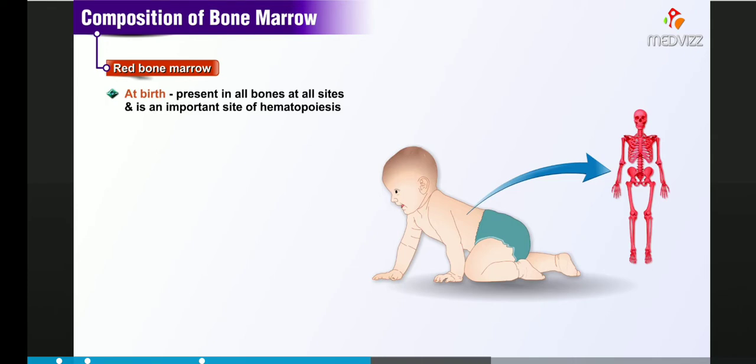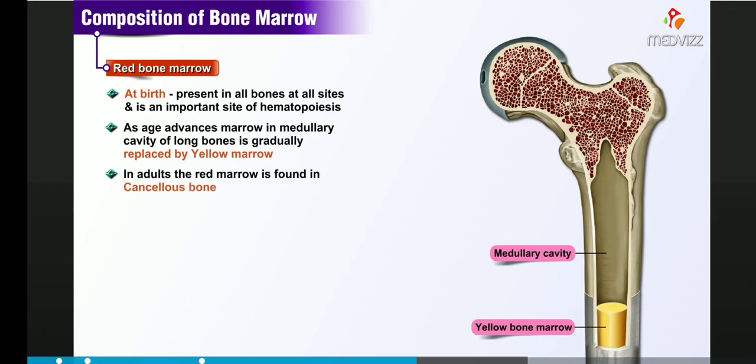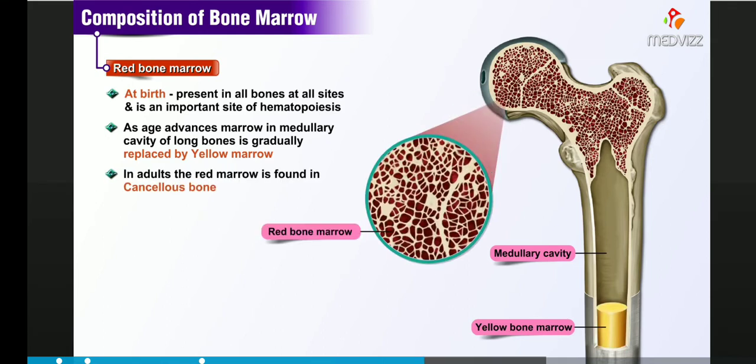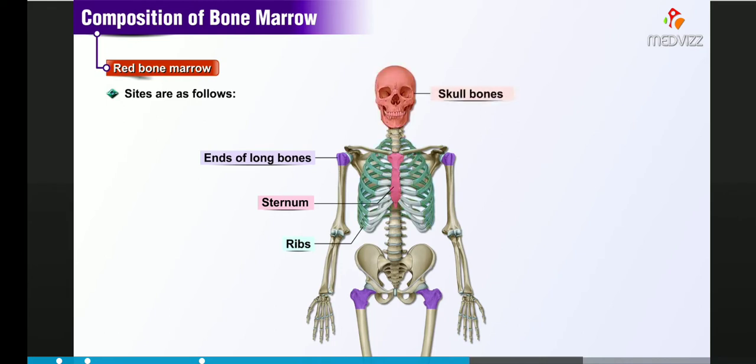of hematopoiesis, but as age advances, the marrow in the medullary cavity of the long bones is gradually replaced by yellow marrow. Hence, in adults, the red marrow is found predominantly in the cancellous bones. Red bone marrow is predominantly located in the ends of the long bones, the sternum, the ribs, the skull bones, the iliac crests of the hip bones, and the vertebrae.